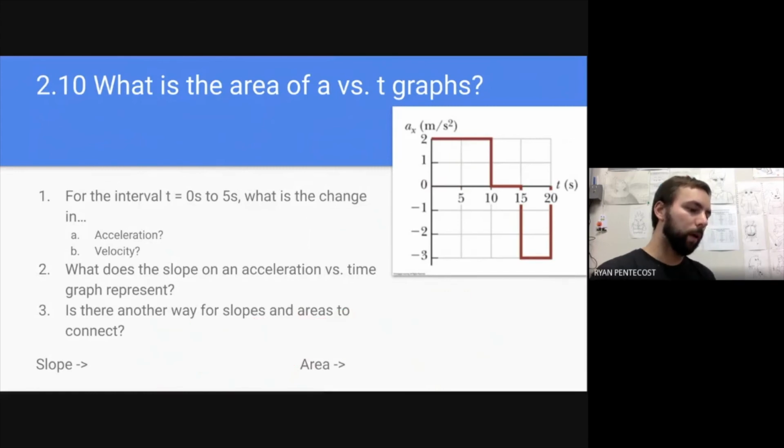So now, what does the slope on acceleration versus time represent? Now remember, slope takes you from position to velocity, velocity to acceleration. But what happens if you take the slope of acceleration? Well, after that, you get what's called jerk. Jerk is the change in acceleration.